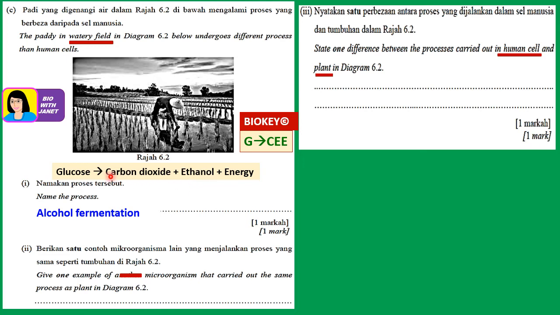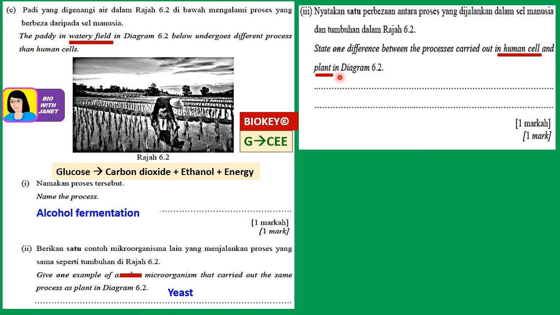Okay, so take note, glucose breaks down to form carbon dioxide plus ethanol plus energy. All right, and this occurs in the roots of the paddy plant that are submerged in water and have a lack of oxygen. Give one example of another microorganism that carries out the same process as the plant in 6.2. That means also the same equation, and it's also alcohol fermentation. So this microorganism is yeast, right?